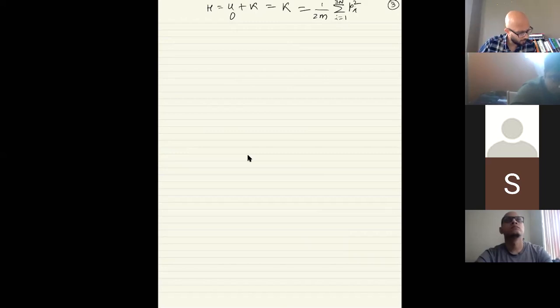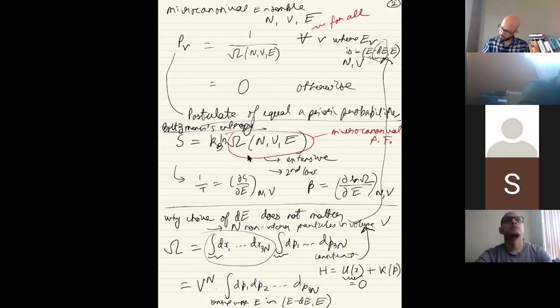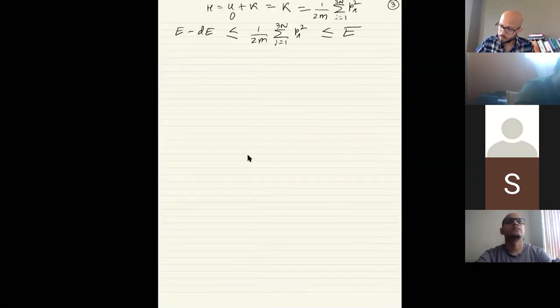So what we are saying here is that E minus dE should be less than or equal to 1 by 2m summation i equal to 1 to 3n pi squared, which itself should be less than or equal to E. This is the constraint we need to apply; I will call this equation number 1 today, to calculate omega for this integral. Otherwise, this integral would be trivial. How do we do that now? I will be doing it approximately, but you will get the picture of how it works.